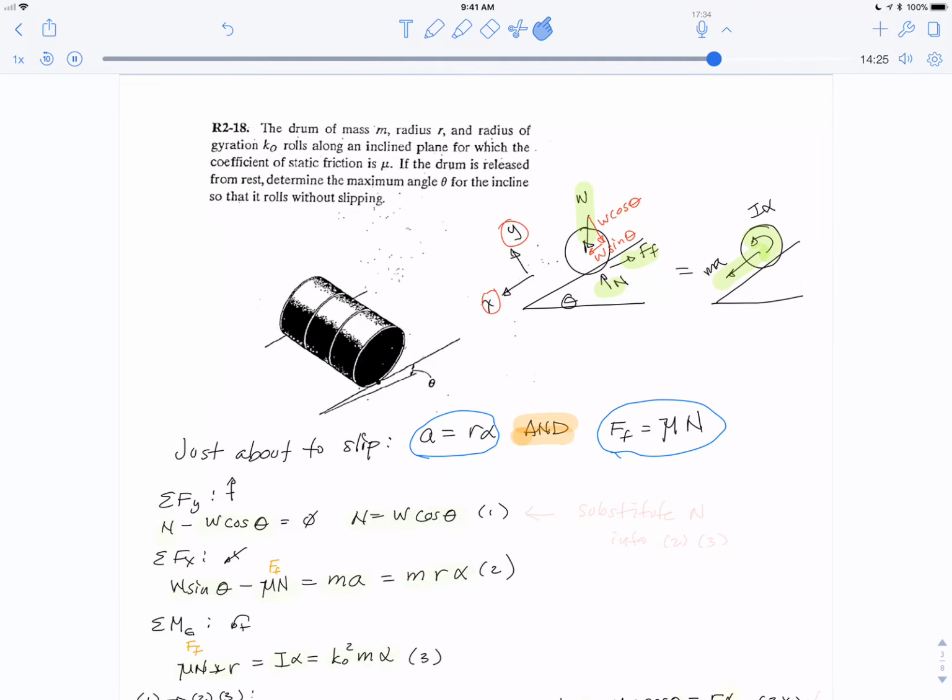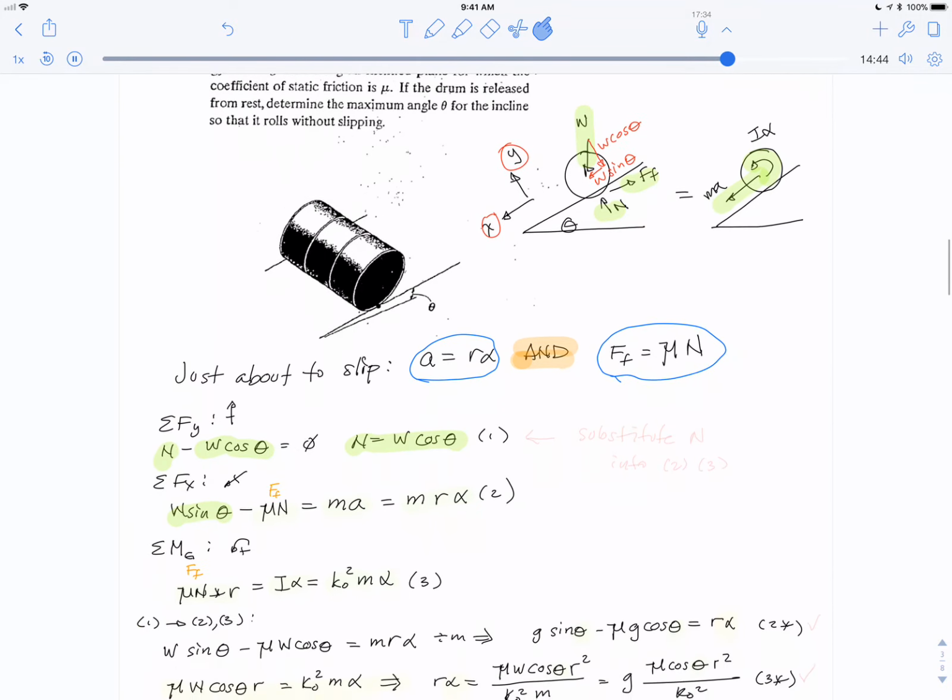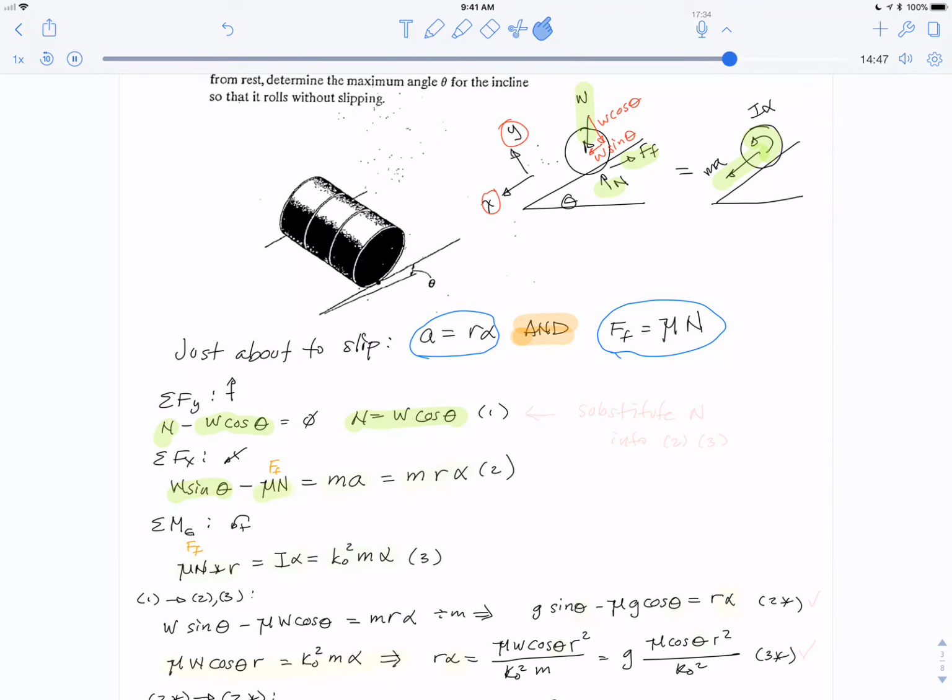Okay, so I'm going to take X and Y down the hill and normal to the hill, respectively. Let's do the Y forces so we can solve for the normal. You have the normal going straight up, and then you have W cosine theta pointing down, so N is W cosine theta. We'll take the X components going down. Driving it downhill is W sine theta. Going back up is a friction force, but because it's about to slip, we know it's mu times N, and then it equals MA. Because it's about to slip, but not quite slipping, we know that A is R alpha. So there's our second equation.